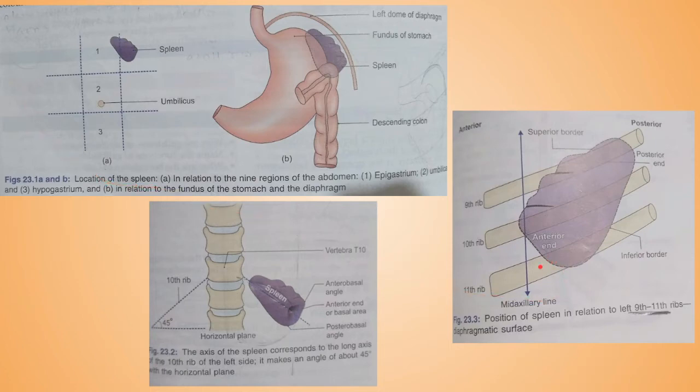Now the anterior or lateral end is actually expanded and is more like a border only. It is directed downwards and forwards and reaches the mid-axillary line. Now the posterior or the medial end is actually rounded, as you can see over here. It is directed upward, backward and medially and rests on the upper pole of the left kidney.